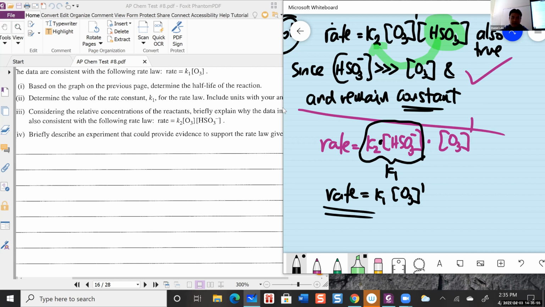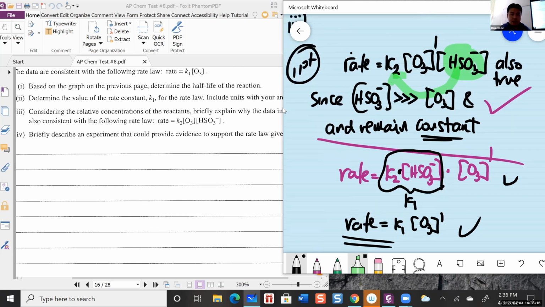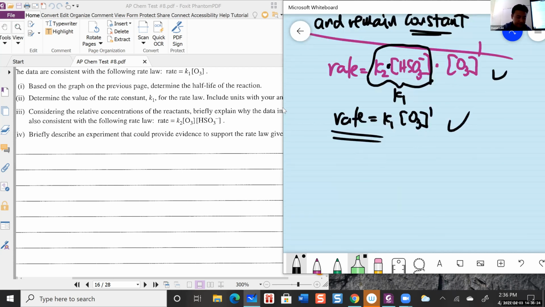This is the reason why when one of the reactants has so much concentration, it doesn't change, it becomes a constant. So it is essentially first order with respect to O3 and is not dependent on HSO3 minus. But to answer the question, you just have to say that the concentration of HSO3 minus is a lot bigger and remains constant, that's the answer. Okay, so that's 1 point there.